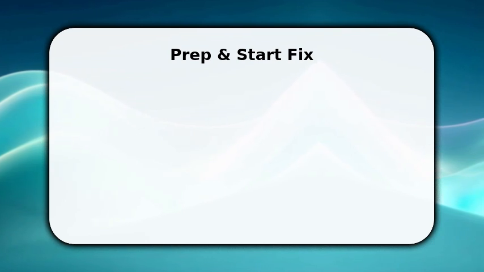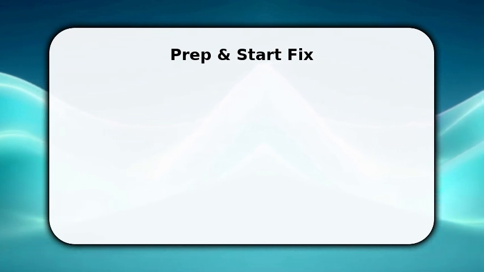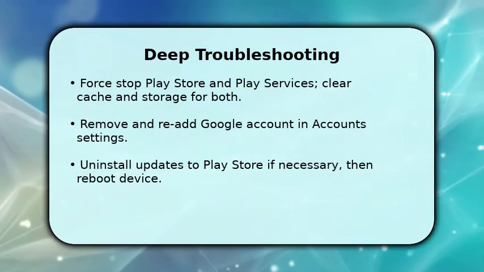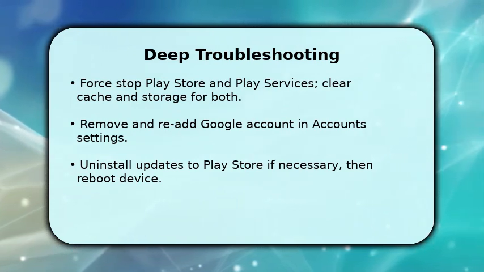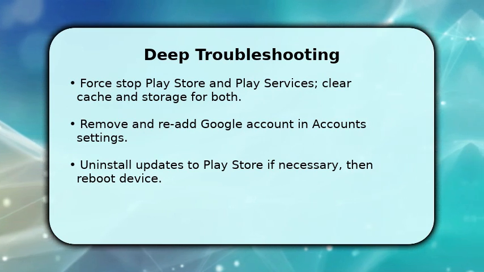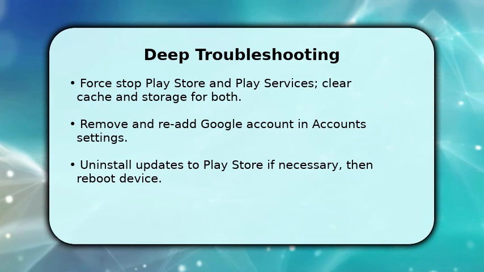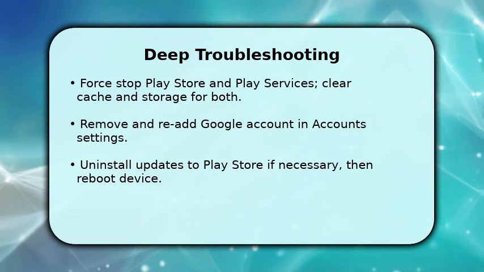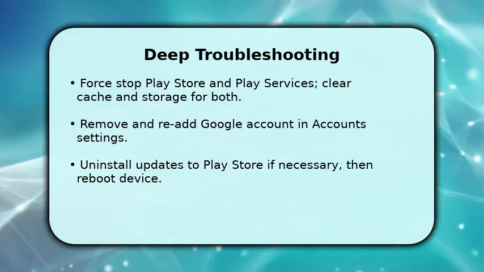This first set of steps resets local state and prevents interrupted downloads or mismatched signing that commonly break beta access. Next, you'll perform deeper corrections to eliminate corrupted tokens or stale APK metadata. Force stop both Play Store and Play services, then clear cache and storage for each to remove bad session data. Once done, remove your Google account and re-add it to refresh authentication. This often fixes permission and enrollment flags.